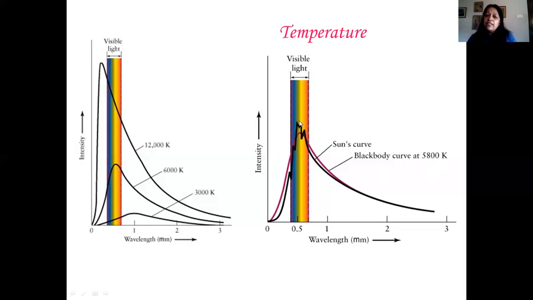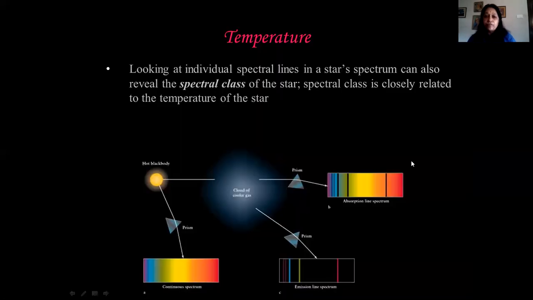How do I get this curve? I basically measure the intensity of light I get from the sun at different wavelengths. So I get some points, 1, 2, 3, 4. I get some points of this spectrum, fit them to a black body spectrum, and get the temperature of the sun, which is 5,800.